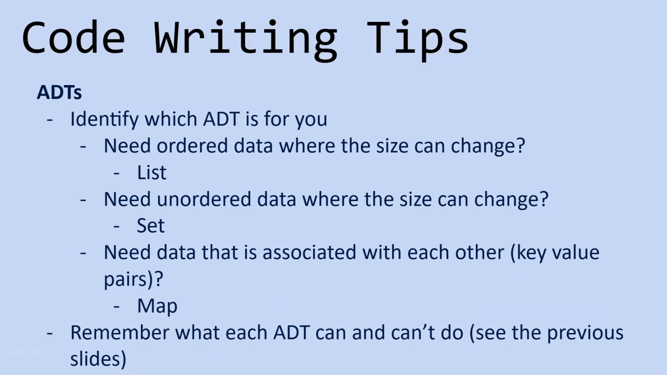And then remember what each abstract data type can and can't do, and also what constructors you need to call for each of these. Like list, you can call either array list or linked list constructors. Set, if you ever make a set, you could use the hash set constructor. Usually you don't have to do that for this class. And then map, you'd be calling the hash map constructor.